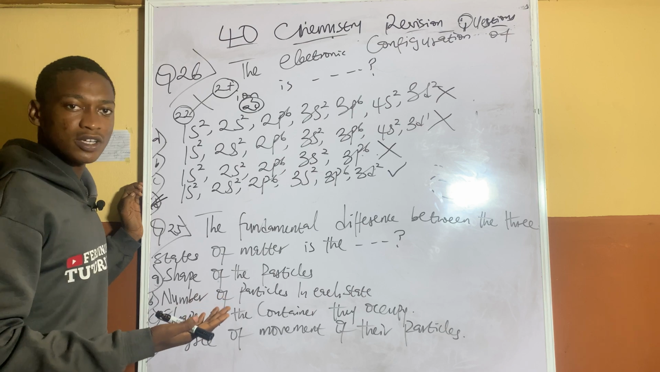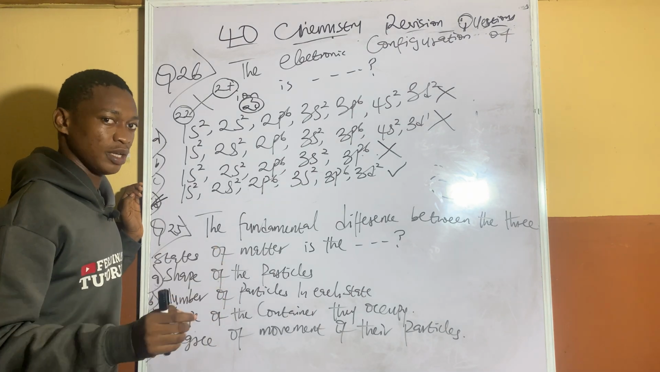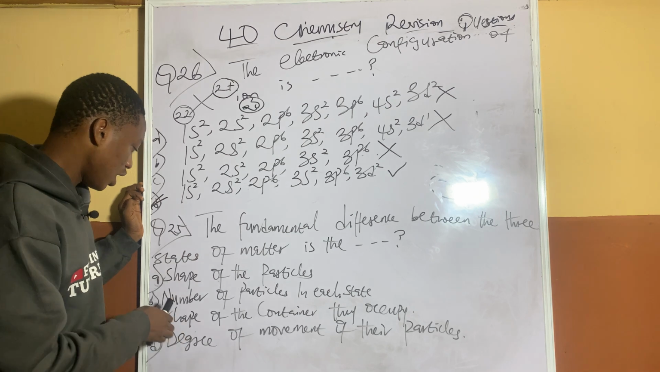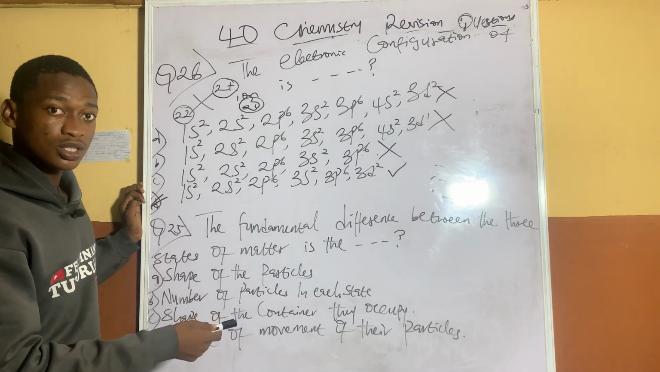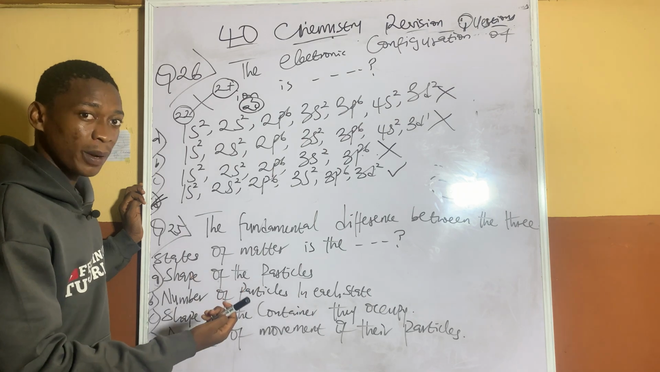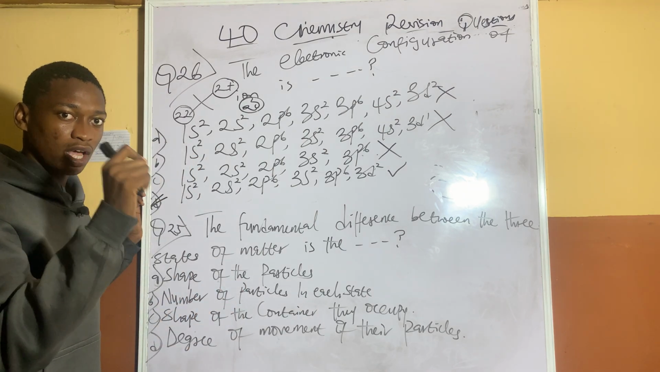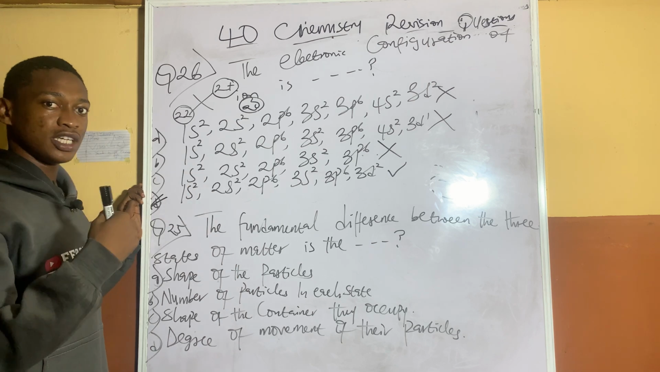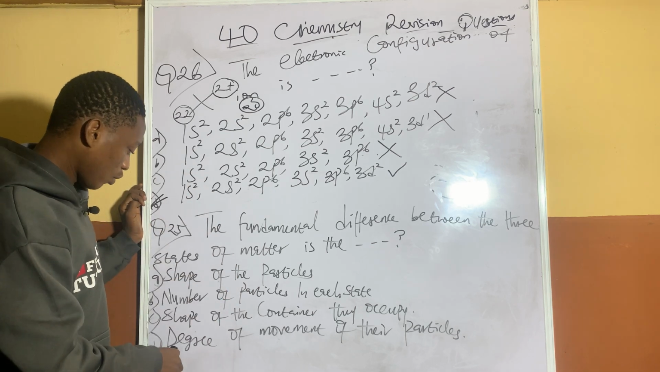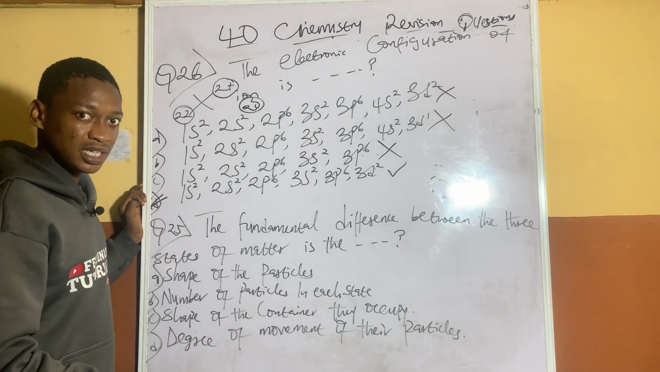The fundamental difference is not the shape of the particles. It's not like the shape of the particles are the same, but that's not the basic difference. The number of particles in each state? No, that is not the fundamental difference. The shape of the container they occupy? That is not really the main difference, unless we're only talking about liquid, because liquid takes the shape of the container they occupy. Now, if we come to D, degree of movement of the particles, yes, that is the answer.